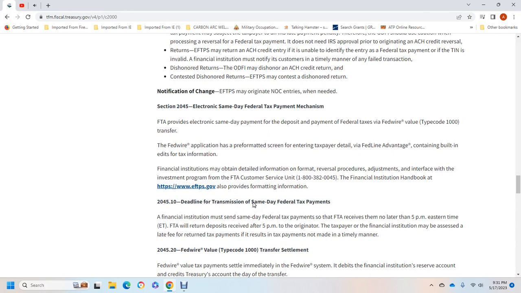Section 2045, Electronic Same-Day Federal Tax Payment Mechanism. The Federal Tax Application provides electronic same-day payment on top of the payment of the federal tax via Fedwire value transfer. The Fedwire application is performed with the entering of taxpayer detail via Fedline Advantage, containing the bill within the edit of the tax information. The financial institution may obtain the tax detail information on format, reversal, and adjustment through the Federal Tax Application customer service unit.